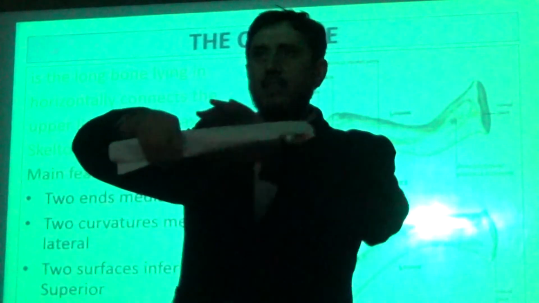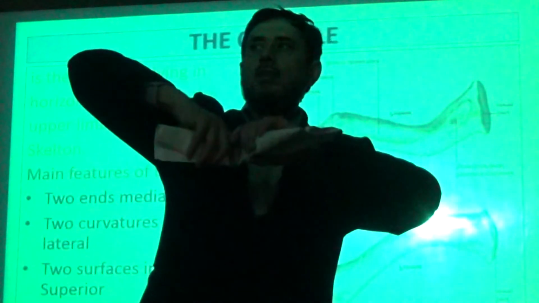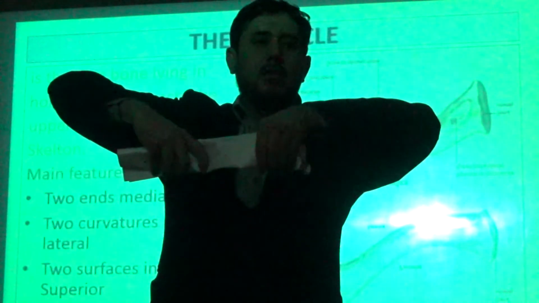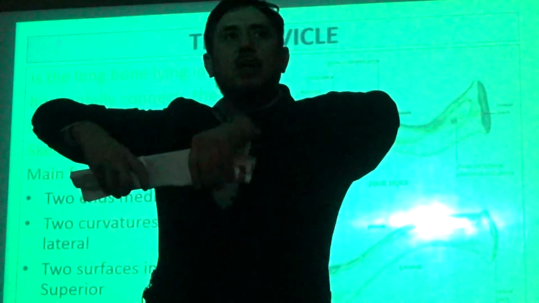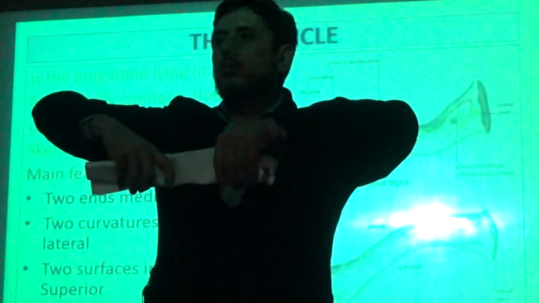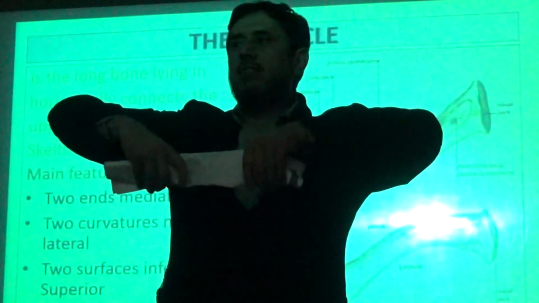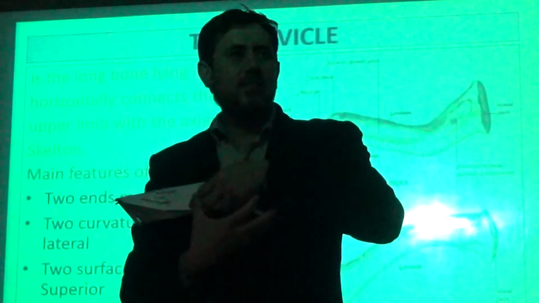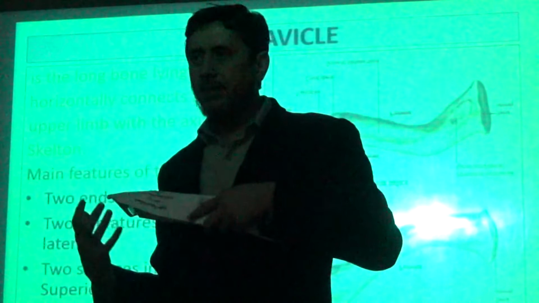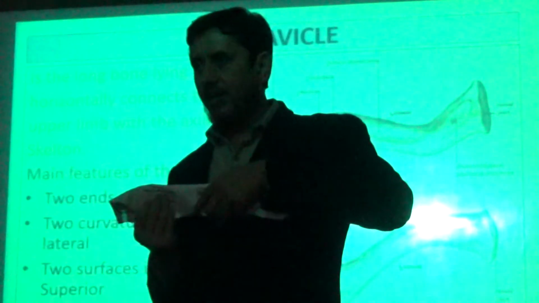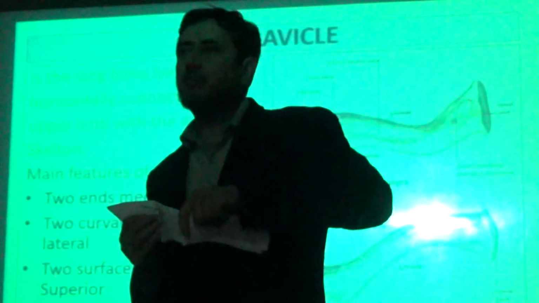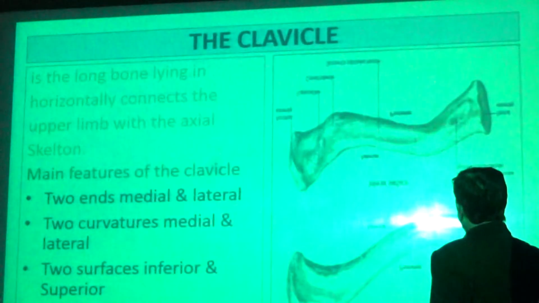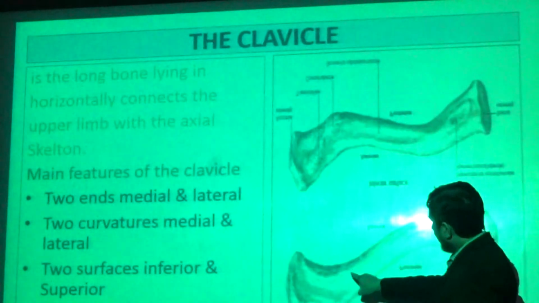How many? It's not straight. This bone has a curve. One curve and another curve. What are those? Curvatures. How many curvatures? 2. Give me the names of these curvatures. A lateral curvature and a medial curvature. Which one is the bigger one? One is this one. One is this one.